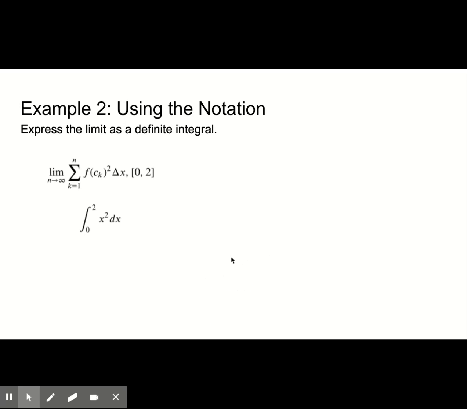Let's try another one. The limit as n approaches infinity of the sum of the cube root of 8 minus f of c sub k cubed delta x from k equals 1 to n for the interval from 0 to 1. Again, what you need to do here is take the limit notation and write the function in integral notation. Pause the video now to try to do this one on your own on your capture sheet.